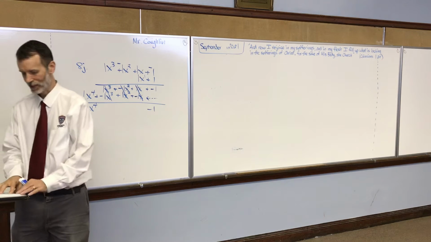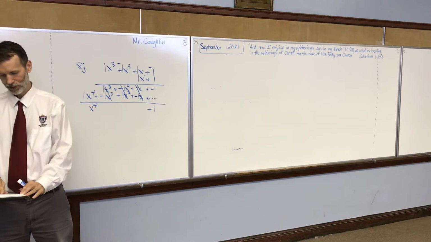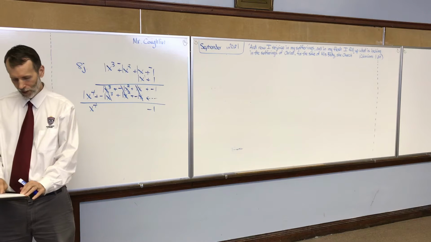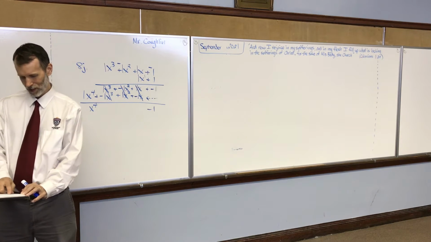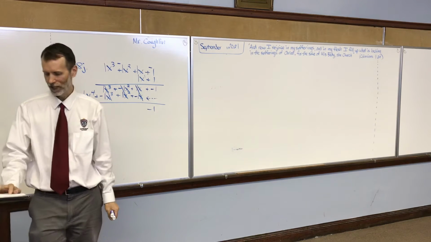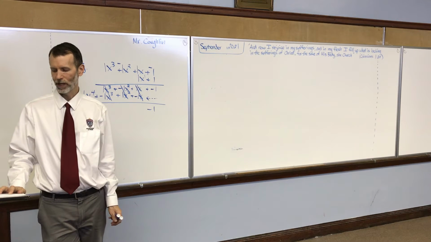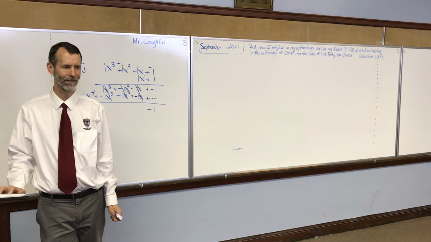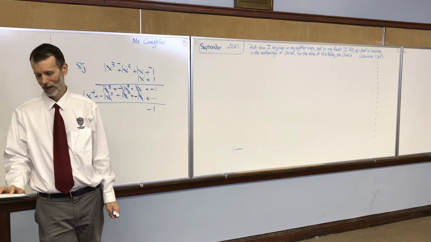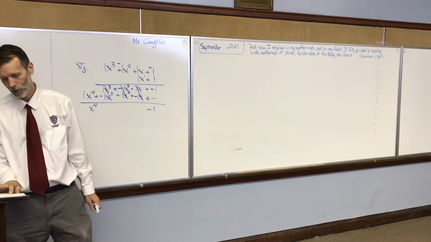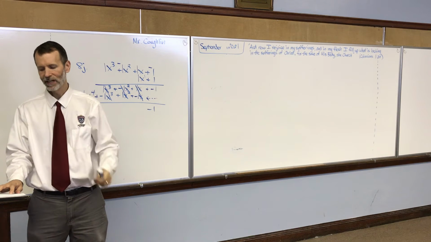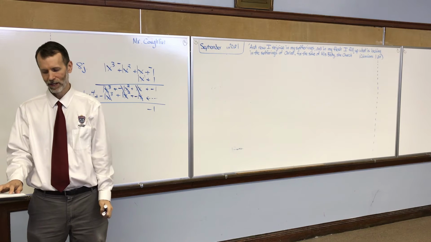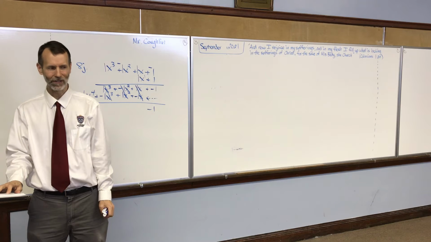All right, number 6. There are 6 parts of this. 6a is 3 terms. X to the 4th plus 4x squared plus negative 5. Number 6b, there are 4 terms. X to the 4th plus negative 9x to the 3rd plus 1x squared plus negative 9x.